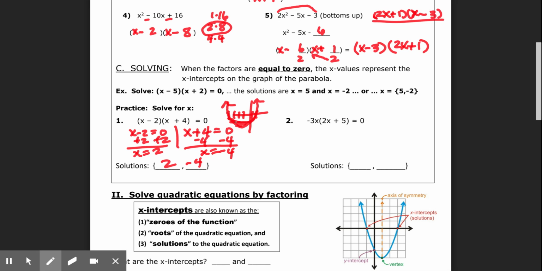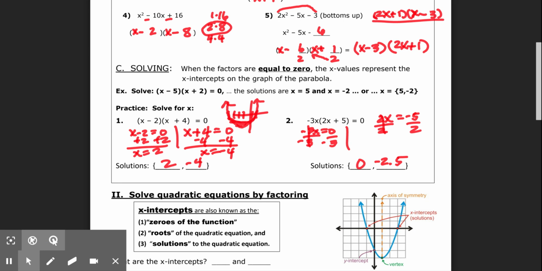Let's look at problem 2. So we have negative 3x equals 0. So negative 3x equals 0. Divide both sides by negative 3. And x is equal to 0. Here we have 2x plus 5. Now, if you want to save a little bit of time, you could go ahead and move that 5 over and make it a negative 5, and then divide both sides by 2. So that would actually be negative 2.5.